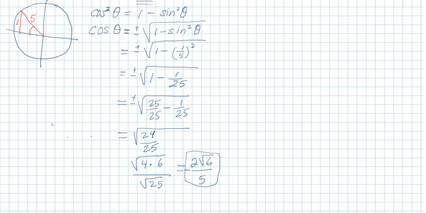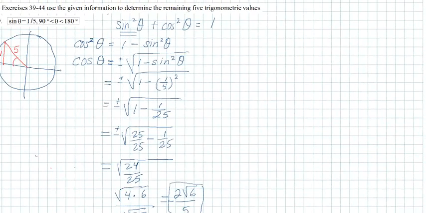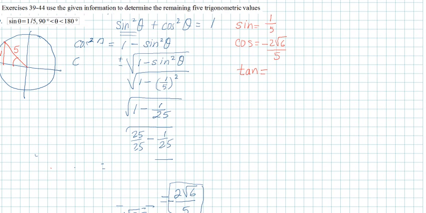So I'm going to scroll up, and here in red I'm going to put all the functions. So I have the sine as 1 over 5. Cosine is negative 2 square root of 6 over 5. And now we're going to do the tangent. The tangent, there's another identity for the tangent actually.